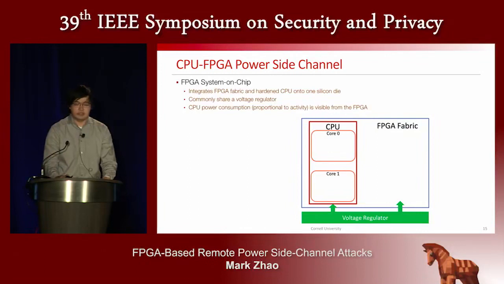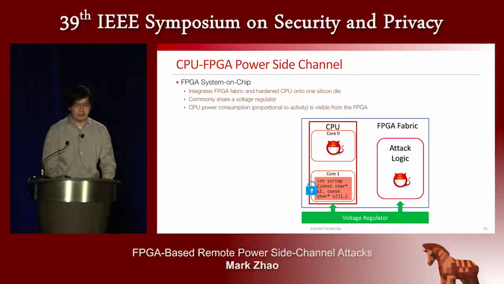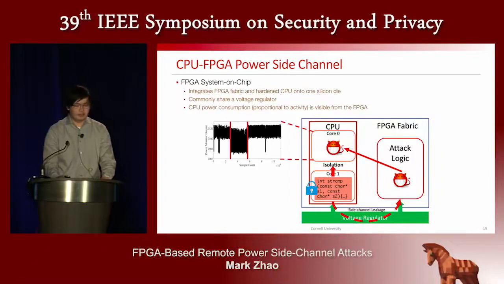So for example, if we implement a secure string compare algorithm or process on one core of the CPU, and we assume that the attacker has control over another core of the CPU alongside a portion of the FPGA fabric, traditional isolation mechanisms prevent any information from leaking directly from the string compare process to the attacker's core. However, through this voltage regulator, the activity of core 1 in this case is leaked to the FPGA logic, which then is directly communicated to the attacker's CPU core, which thus reveals the power consumption of the string compare process.